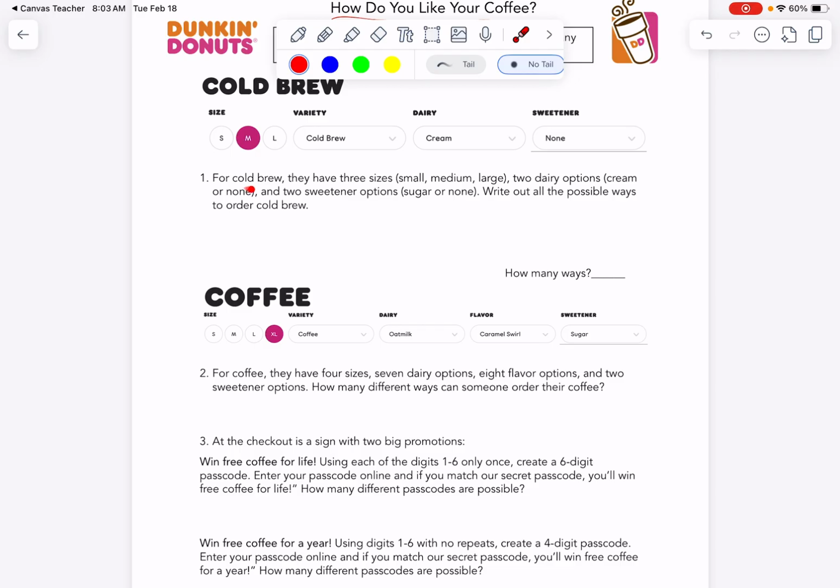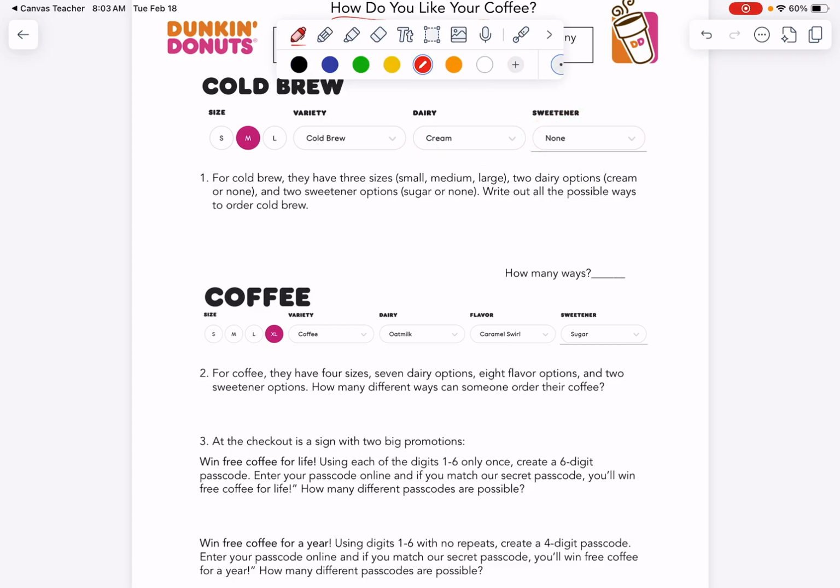So, for cold brew, they have three sizes. They have small, they have medium, they have large. They also have two different varieties of dairy over here. We have cream or no cream, and they have two sweetener options. So we have sugar or none. And so we want to find out how many different possible combinations of these there are to order a cold brew.